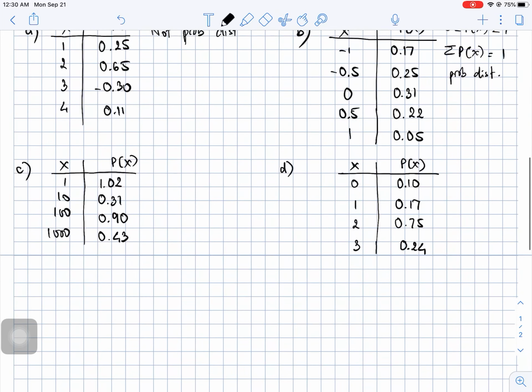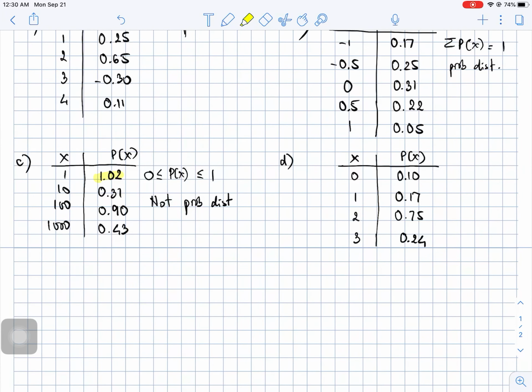So we can conclude that the table in part B is a probability distribution. In part C, the probability 1.02 does not satisfy the condition that the probability has to be between 0 and 1. 1.02 is outside, it is more than 1. So in part C, we conclude that this is not a probability distribution.